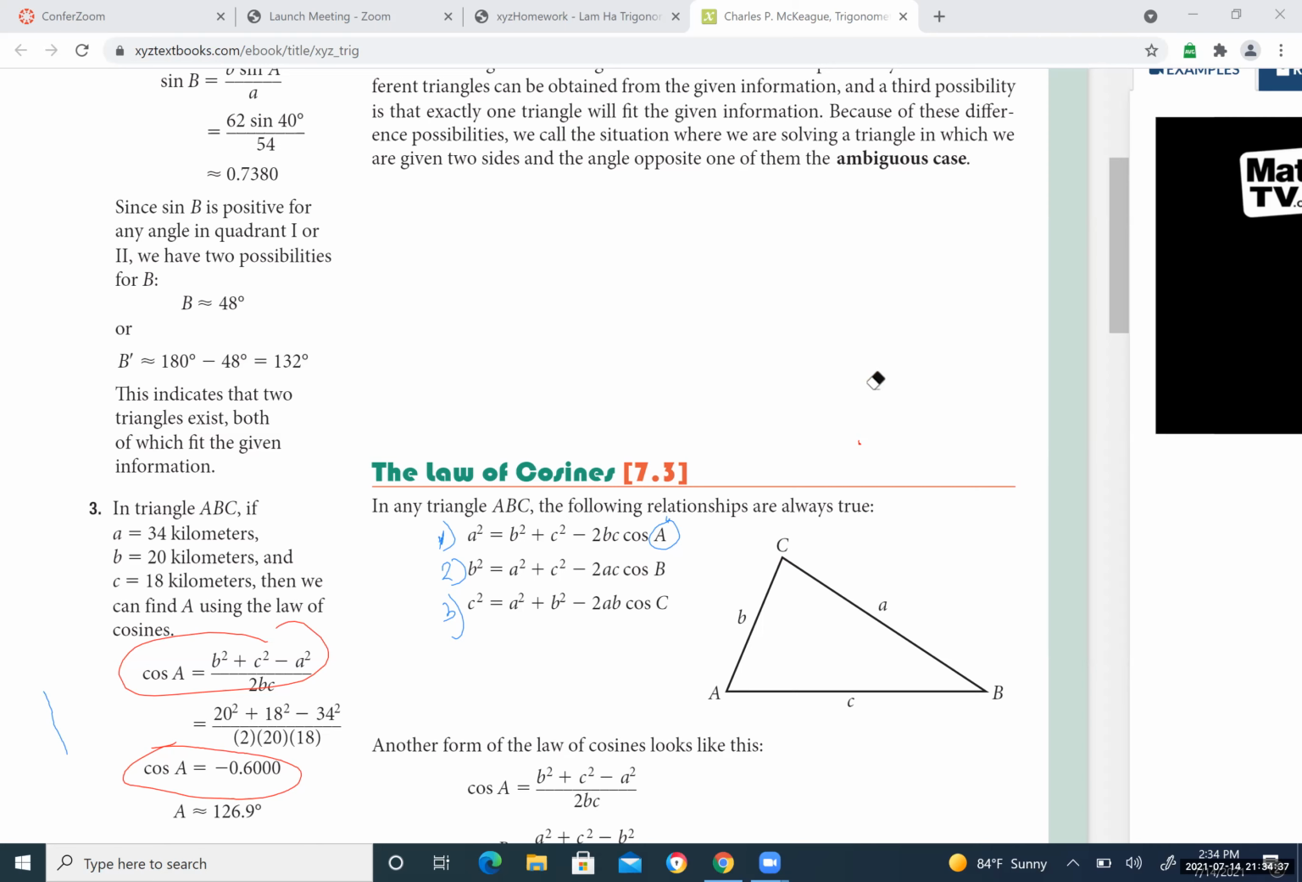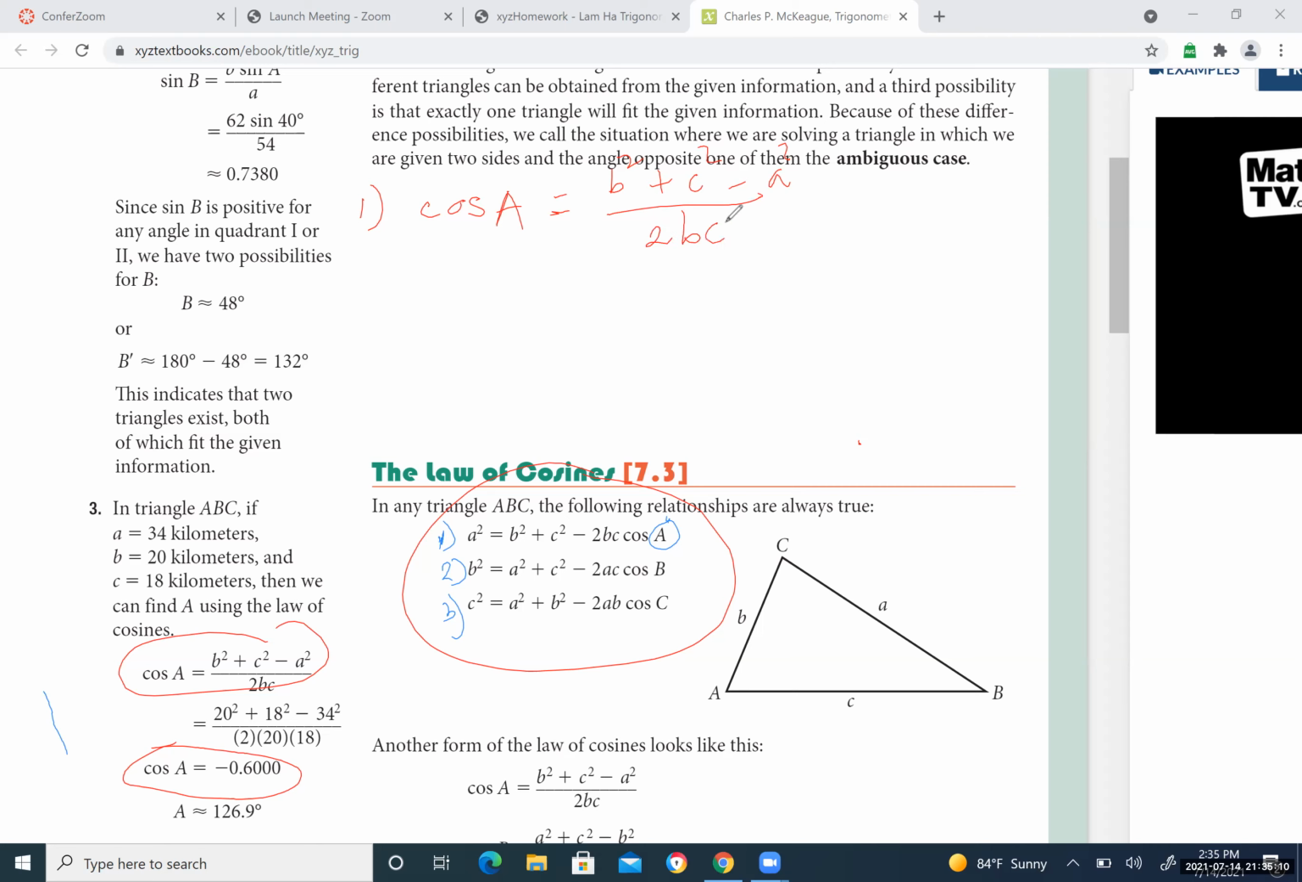We call this the alternate formula. So this is the official formula, and we have the other alternate formula, which is like this. For example, from formula 1, let's say the alternate. Okay, so let me copy down from the textbook. We have cosine of A equal to b squared plus c squared minus a squared divided by 2bc.